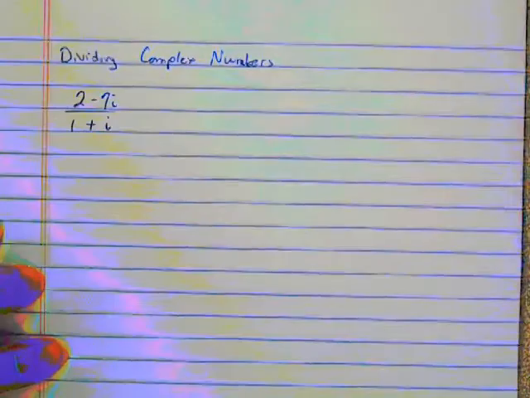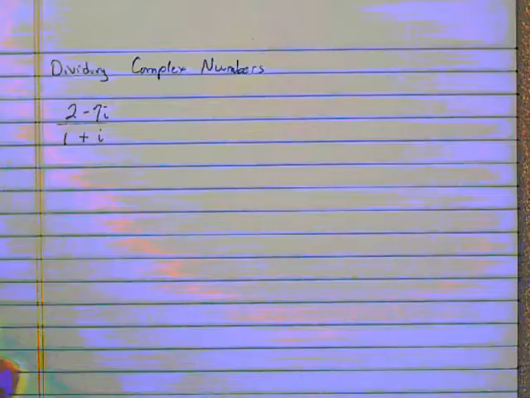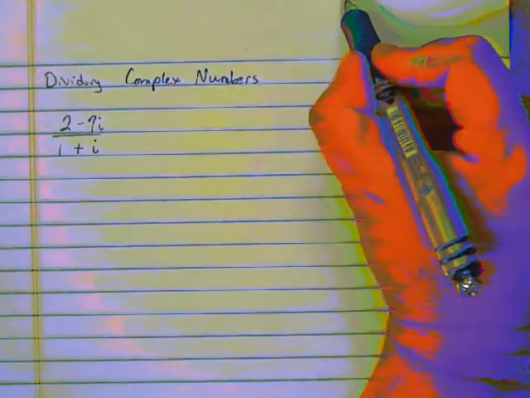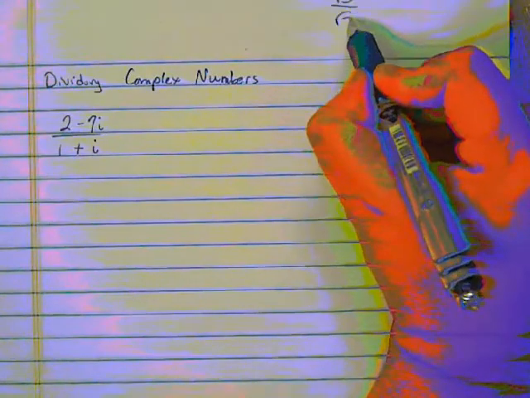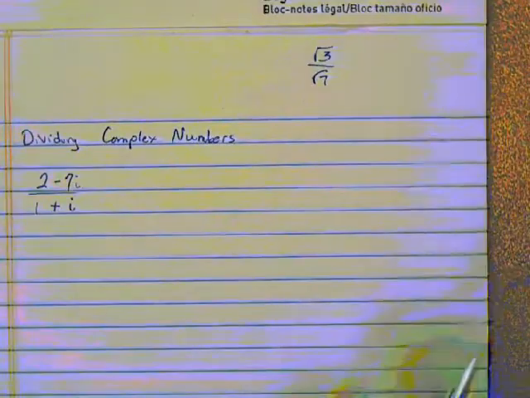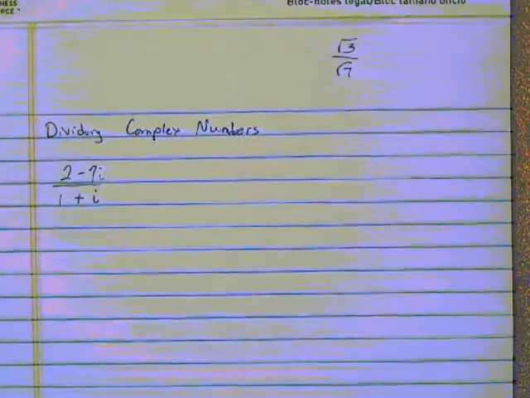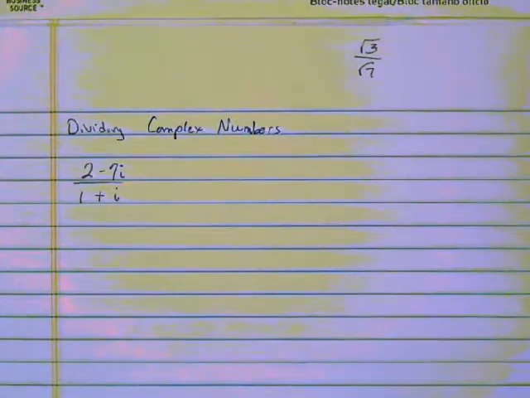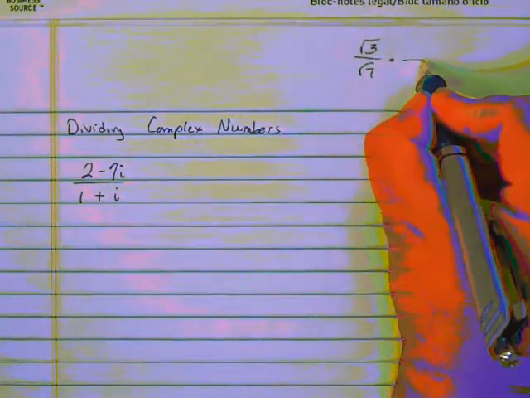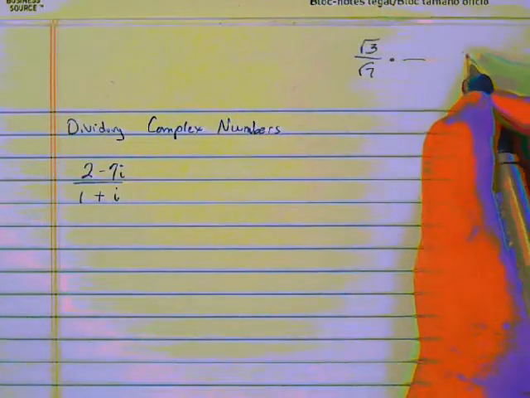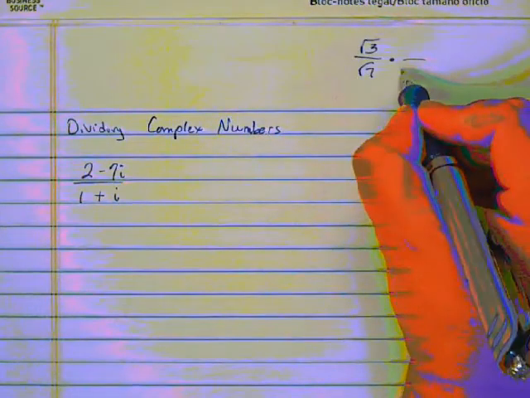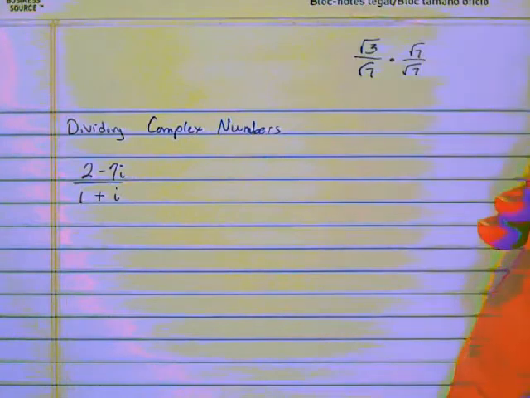This is similar to, if you'll remember with square roots, if I had something like the square root of 3 divided by the square root of 7, we would say you don't want that because one of the rules is you can't have a square root in the denominator. So how did we get rid of the square root in the denominator? We multiplied by the big one. And in this case, the big one was the square root of 7 over the square root of 7.